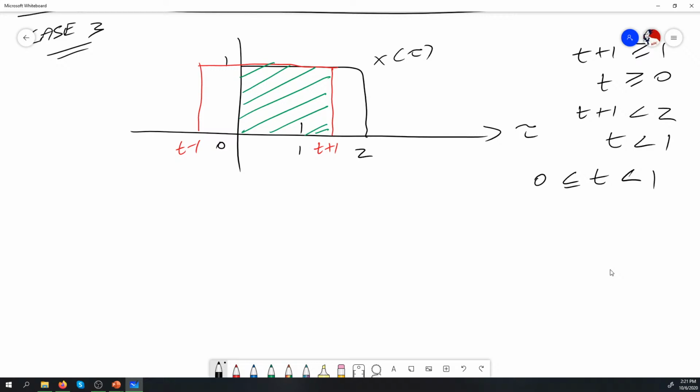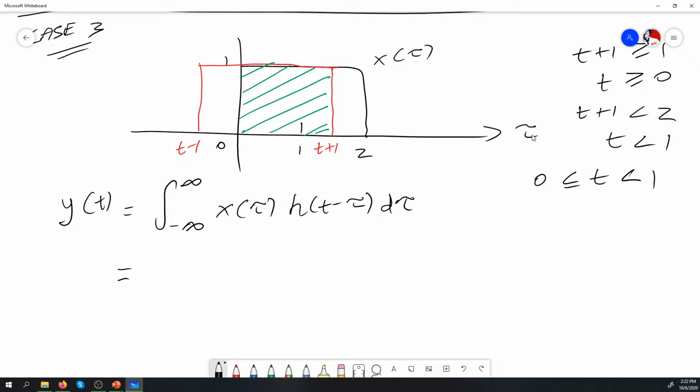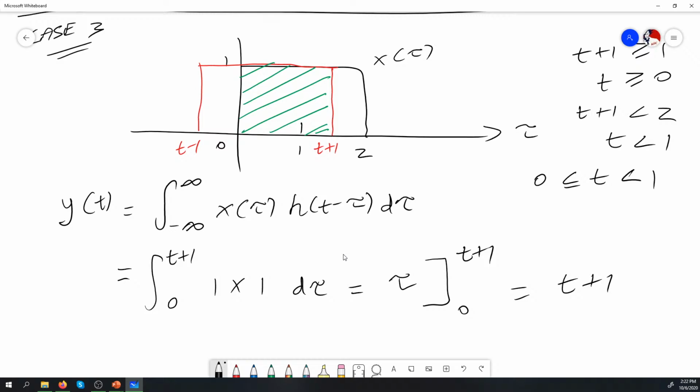We then conduct our integral evaluation for a convolution. And we can see here for our integral evaluation, the uppermost limit of our overlap is t plus 1. The lowermost limit of our overlap is 0. So we substitute these as the integral limits. X of tau was 1. H of t minus tau was 1. So we end up getting tau here, being in between t plus 1 and 0. So we get t plus 1 accordingly.